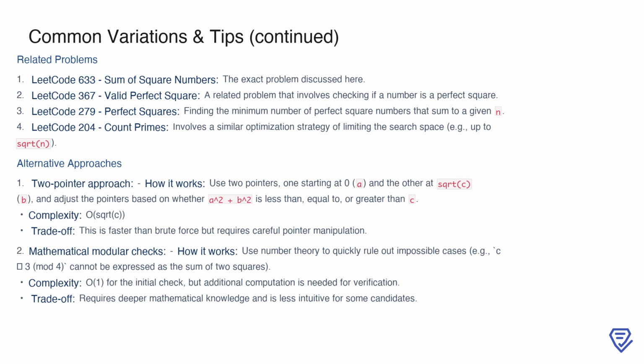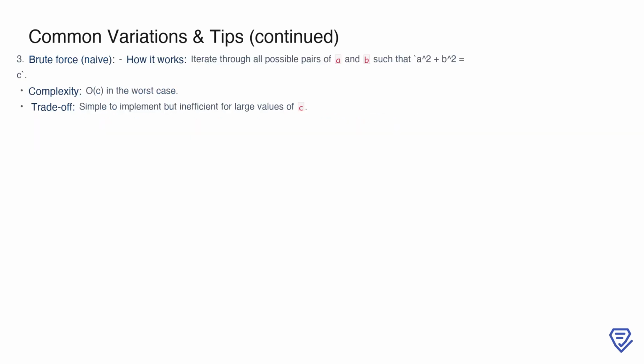Another approach involves mathematical modular checks, where you use number theory to quickly rule out impossible cases, such as when c is congruent to 3 mod 4. While this method is highly efficient for certain scenarios, it requires deeper mathematical knowledge and may be less intuitive for some. Finally, there's the brute force approach, which is the simplest to implement but also the least efficient.